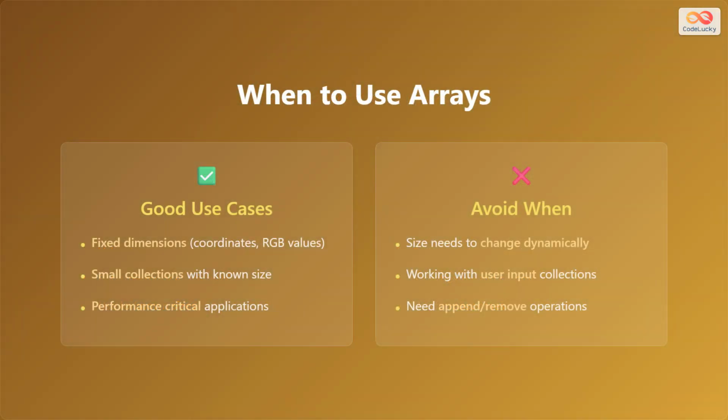When should you use arrays? Arrays are a good choice when you have fixed dimensions, such as coordinates or RGB values. They are also suitable for small collections with a known size, and in performance-critical applications where memory efficiency is important. However, avoid using arrays when the size needs to change dynamically, when working with user input collections, or when you need append or remove operations. In these cases, slices are a better choice.